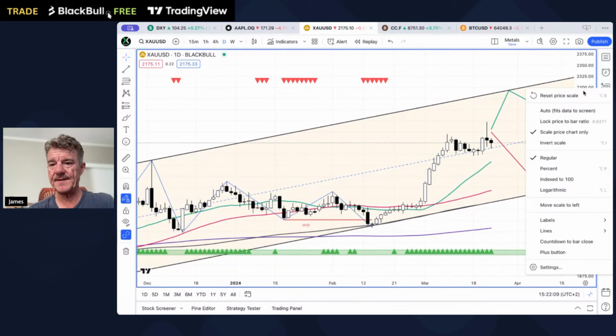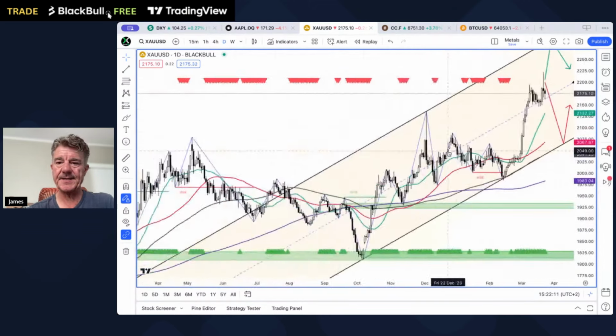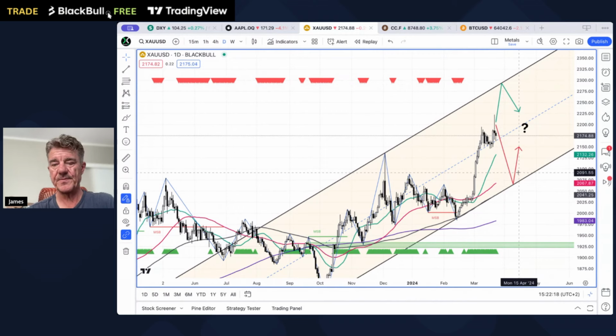Let me just reset this again. This doesn't look great. And so I've got two paths that we could follow. I don't know which one we're going to follow. I don't really care. I'll sell at the top or I'll buy at the bottom, one of the two, whichever one comes first. It's all yours, gentlemen. Who can get to that level first? That's where I'll be either selling or buying.